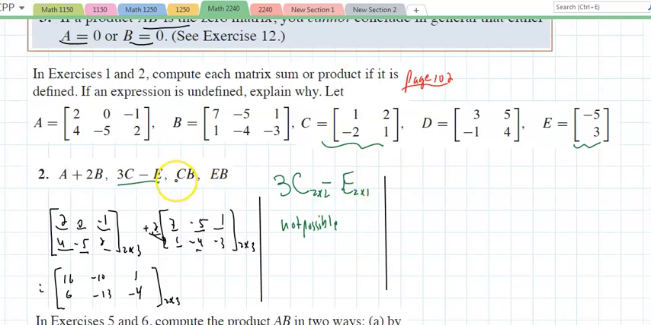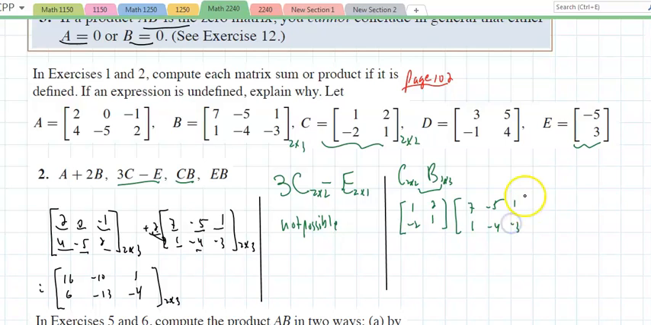And what if I wanted to find CB? There are two ways I could find CB. I'm going to go by the book's method. I'll show you both ways, but we're going to stick with the definition because that's how there are problems. C is 2 by 2, and B is 2 by 3, so it's doable, and the outcome is a 2 by 3. I would say that C is 1, negative 2, 2, 1, and I'm going to multiply that by 7, 1, negative 5, negative 4, 1, negative 3.